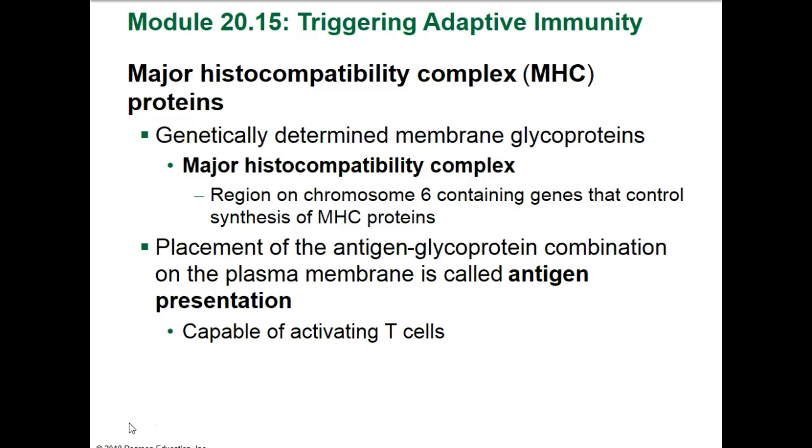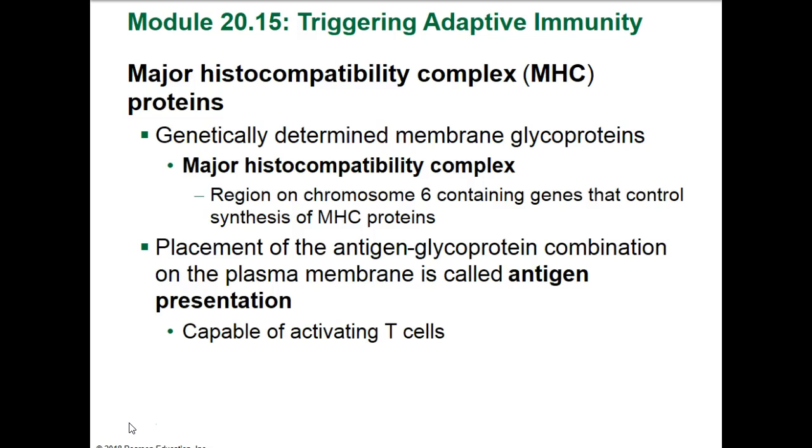Okay, now, one of the ways this communication occurs between macrophages and T and B cells, and the way T and B cells recognize self from non-self, is by this complex that we find on your cells, major histocompatibility complex, or MHC. It is determined by chromosome 6. And placement of the antigen-glycoprotein combination on the plasma membrane is called antigen presentation.